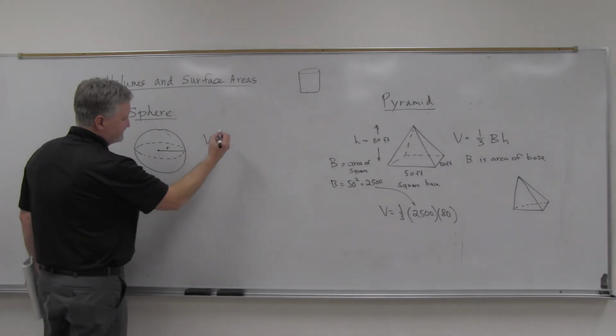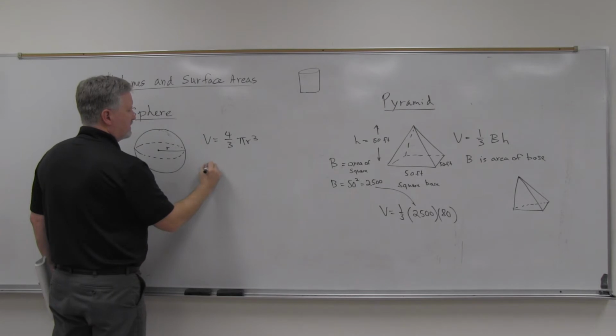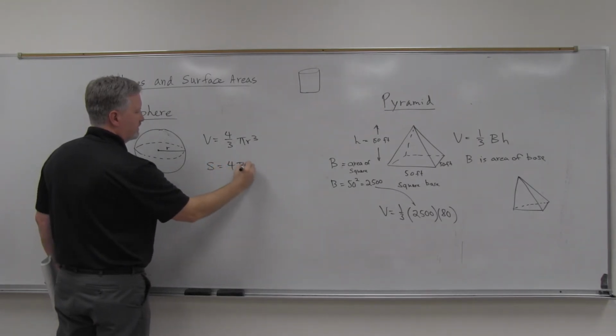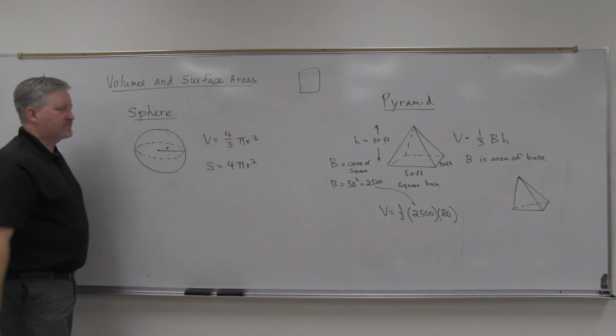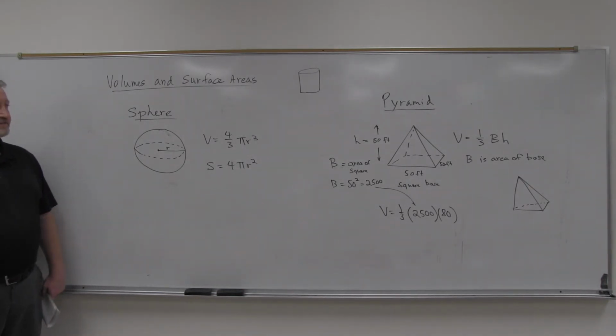And the volume is 4/3 pi r cubed, and then the surface area is 4 pi r squared. So if you got the radius, you just plug it in to those. Just follow pi.